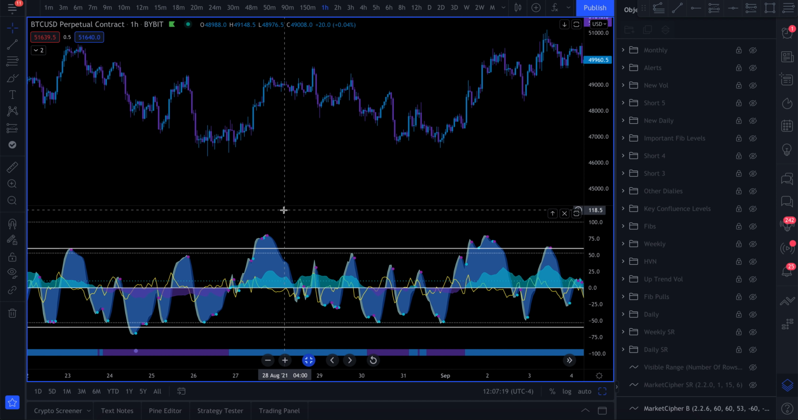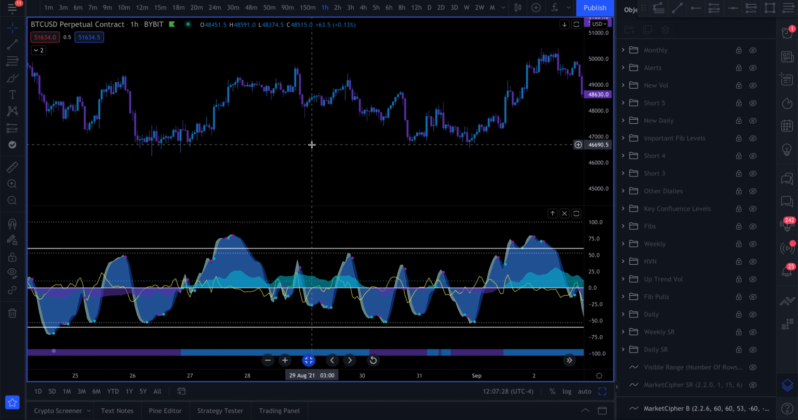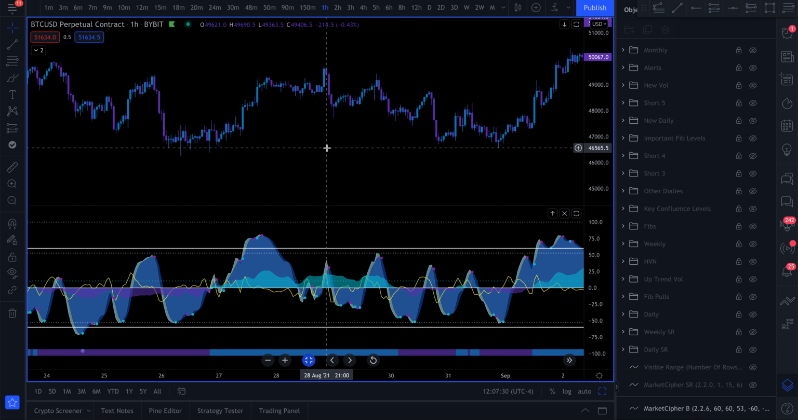Because remember, I was going back and forth saying, yeah, wait for the dot, don't wait for the dot. Here's what we need to do, okay? And this is what I recommend if you are using this strategy.